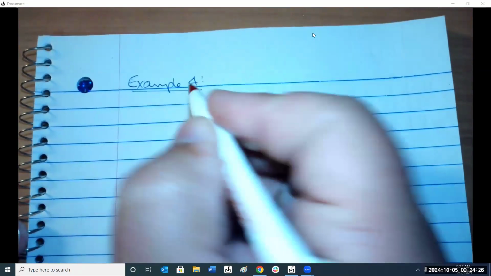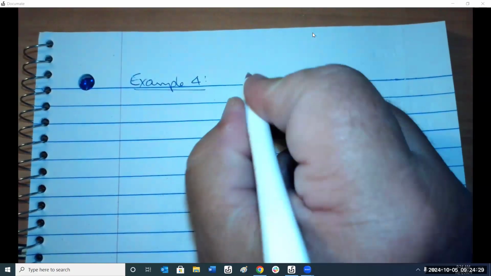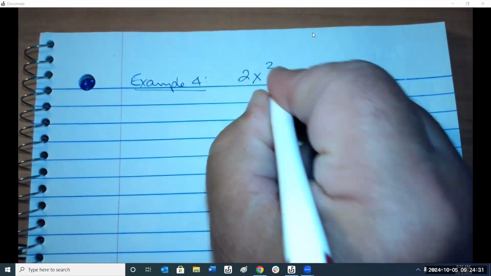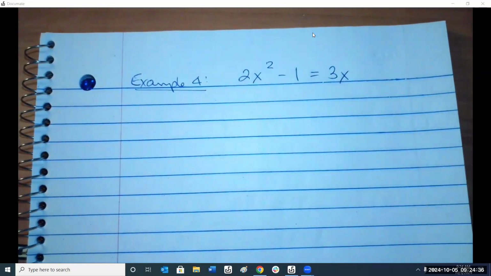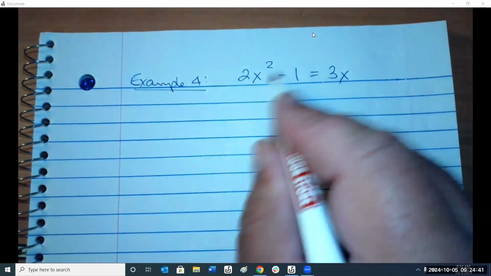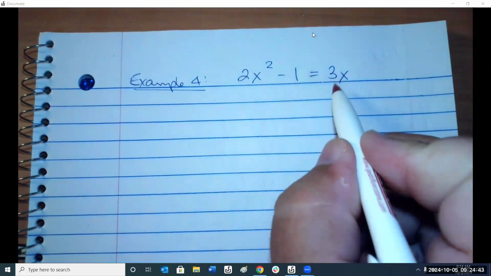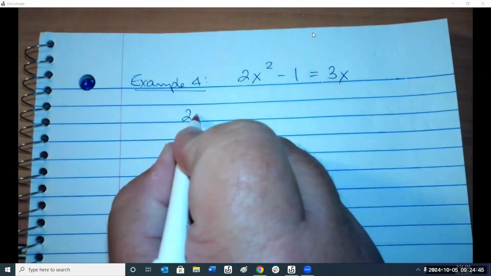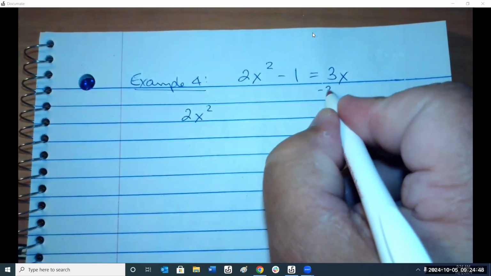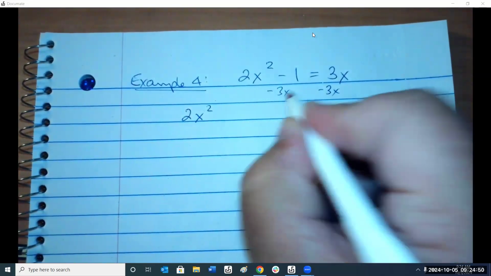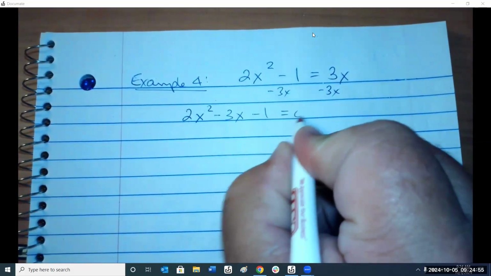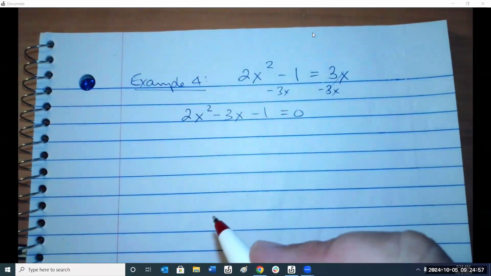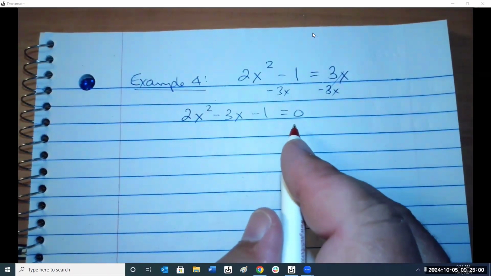Example 4. What if we had 2x squared minus 1 equals 3x? All right, first off, there's a couple things wrong here. It doesn't equal 0, so my first step, move the 3x to the left side. So it's 2x squared minus 3x minus 1 equals 0. That's first one. Set equals 0.